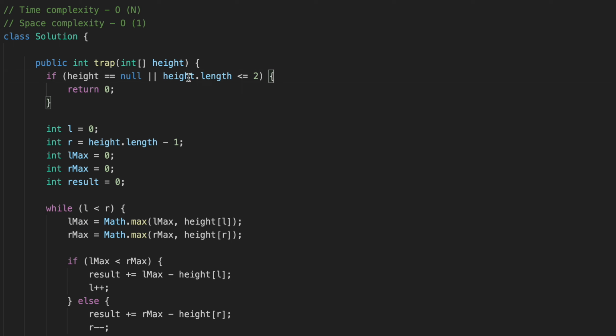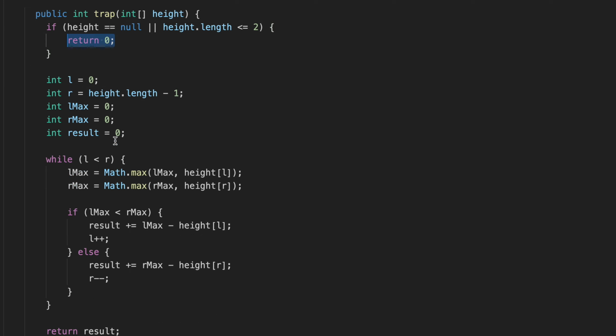First thing that we do, we are checking two edge cases. One is if our height is null, or if our height length is less than 2, it means that we cannot trap water, so we are returning 0 right away. If not, then we go to our solution, initializing our variables: our left pointer equal to 0, our right pointer starting from the end of our array, and also left max, the maximum value to the left of the current position, and right max, the maximum value to the right of the current position, including the current position, and the result which we are returning.